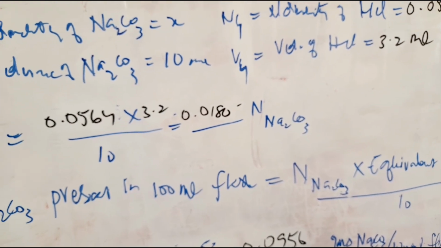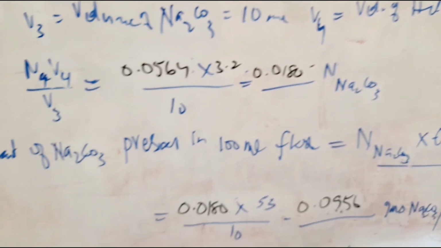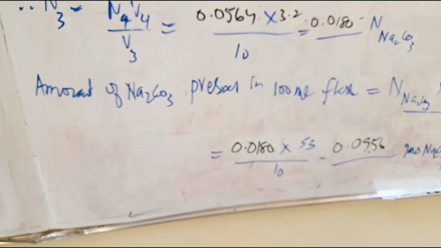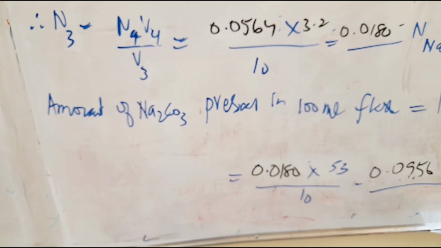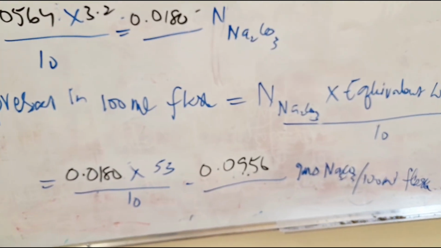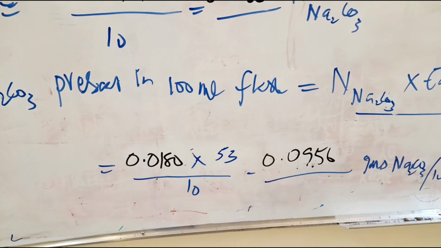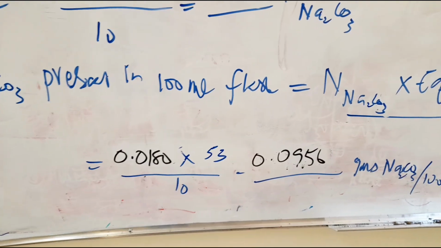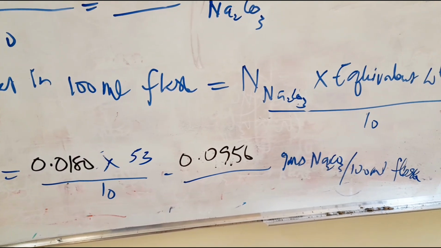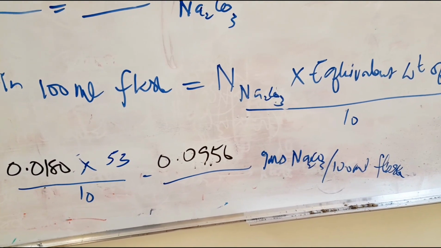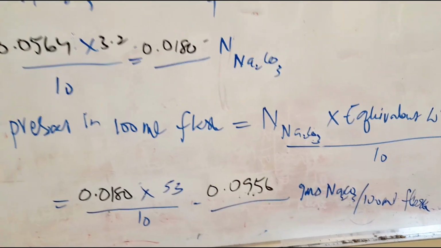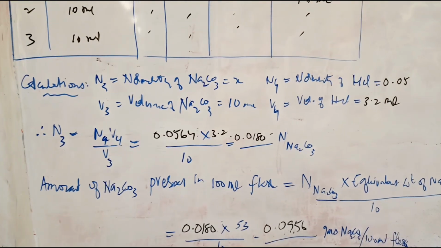By getting the strength, the normality of sodium carbonate, we can find the amount present in the sample. The amount of sodium carbonate present in the 100 ml flask equals the normality of sodium carbonate into the equivalent weight of sodium carbonate by 10. That is 0.0180 into 53 by 10, which equals 0.0956 gram of sodium carbonate present in 100 ml of the flask. This is the calculation for the mixture containing sodium carbonate.